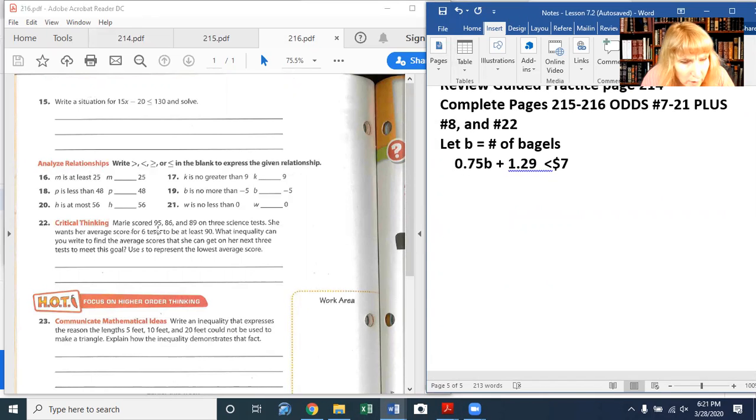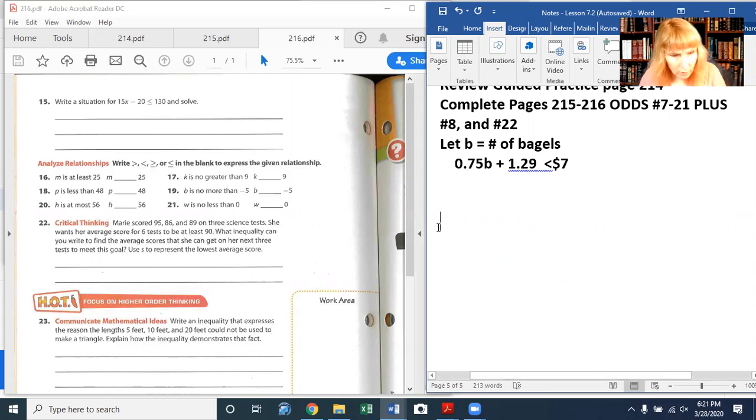Marie scored 95, 86, and 89 on 3 science tests. She wants her average score for 6 tests to be at least 90. That at least gives you a hint that it's going to be an inequality. And we know what's going to go on the right side of that inequality, don't we? Exactly, the 90. What inequality can you write to find the average scores that she can get on her next 3 tests to meet this goal? Use S to represent the lowest average score.